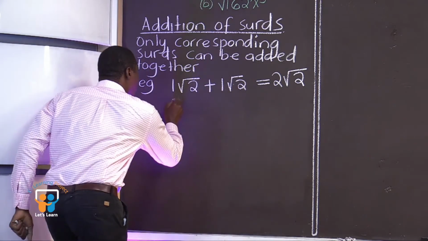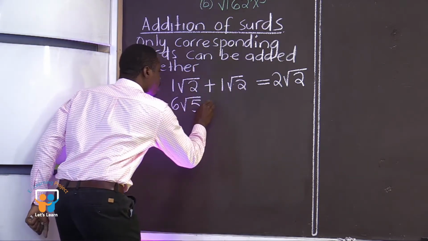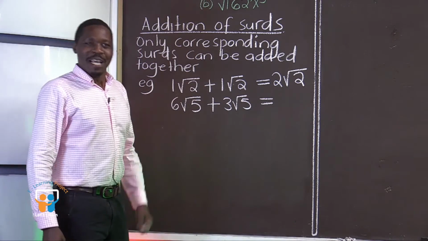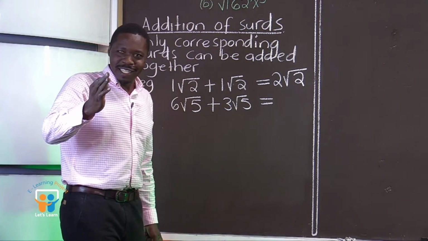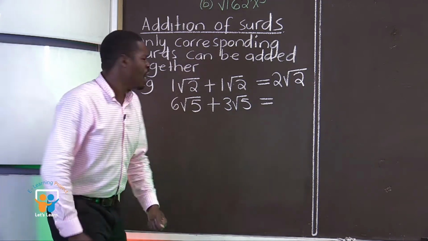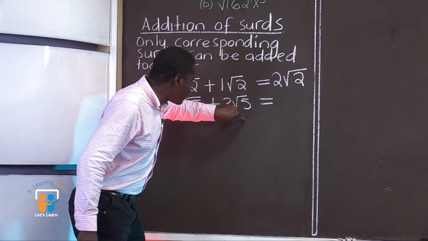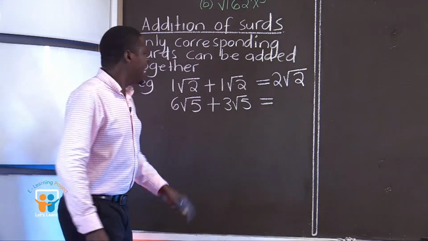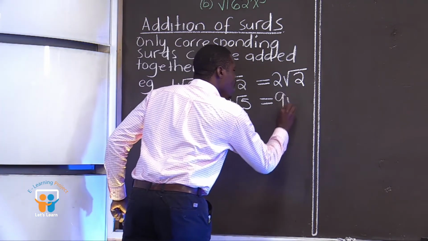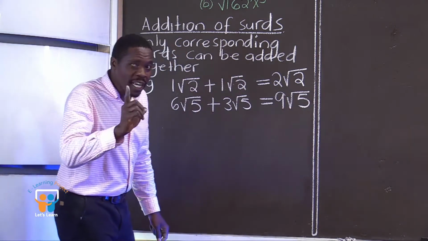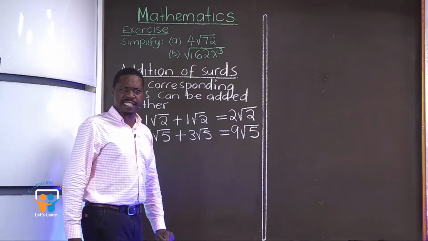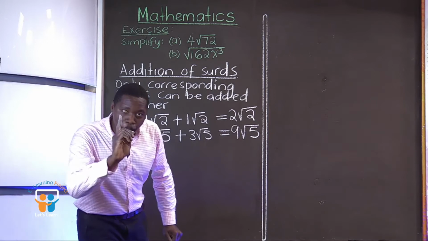Now, for example, if we had 6 root 5 plus 3 root 5, what do you get? You must give me the answer. Someone is telling me 7 root 5. Is it 7 root 5? No. 6 root 5s plus 3 root 5s, I get 9 root 5s. 6 of them plus 3 of them, I get a total of 9 root 5s. Don't forget, and you say it is 9 root 25. You don't multiply this and this. Are we together? I hope you have understood that.